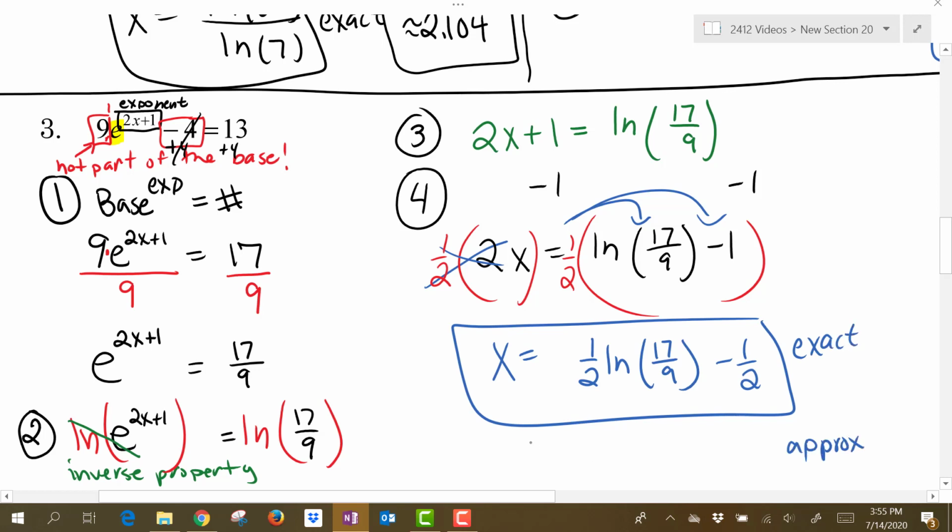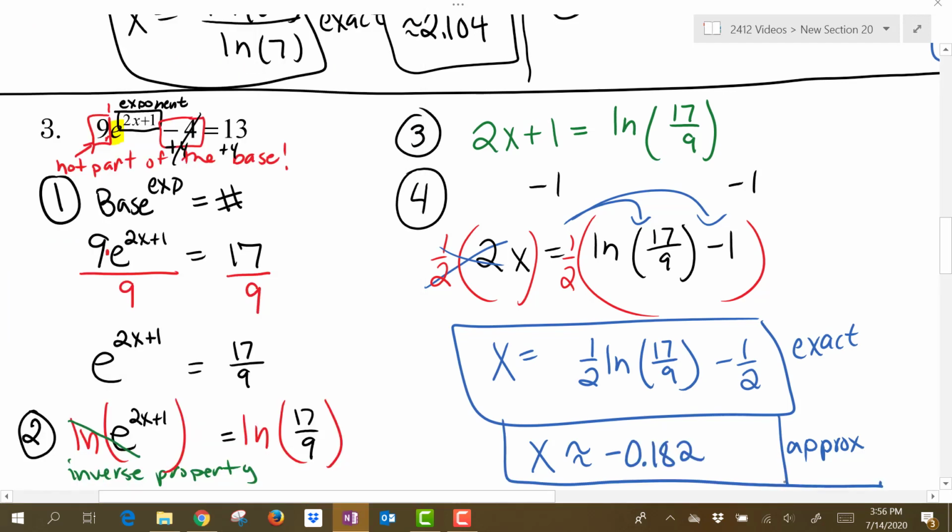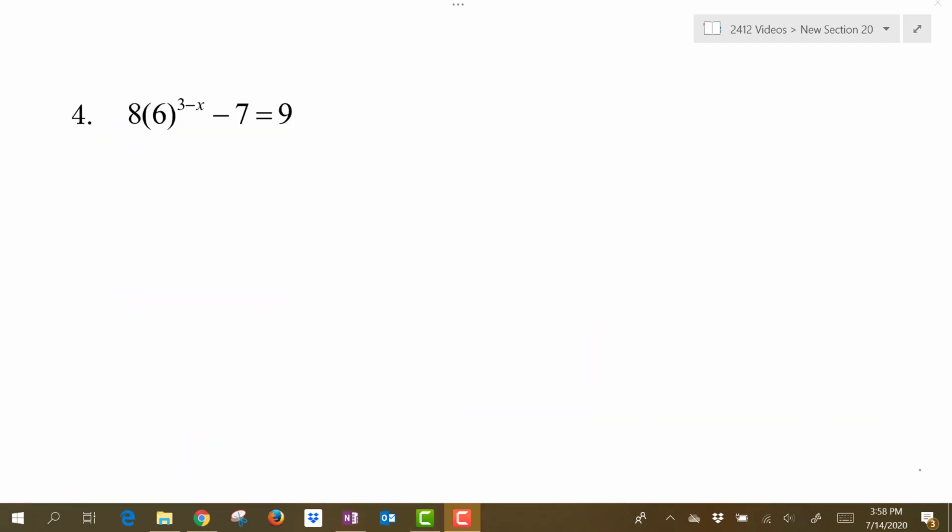We can also use Desmos to find that approximation. All right, so I'm going to do 1/2 times natural log, and I'm going to do 17 divided by 9. Remember, I'm keeping my answer exact until the very end, so I haven't rounded anything yet. Subtracting the 1/2, we get negative 0.182 approximately, rounded to the nearest 3 decimal places. All right, so there's our final answer.